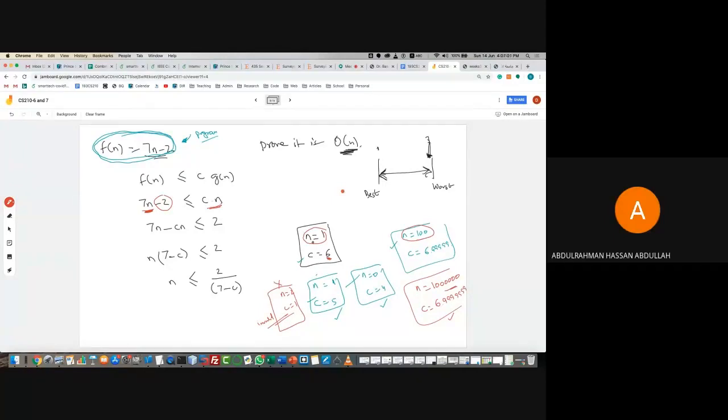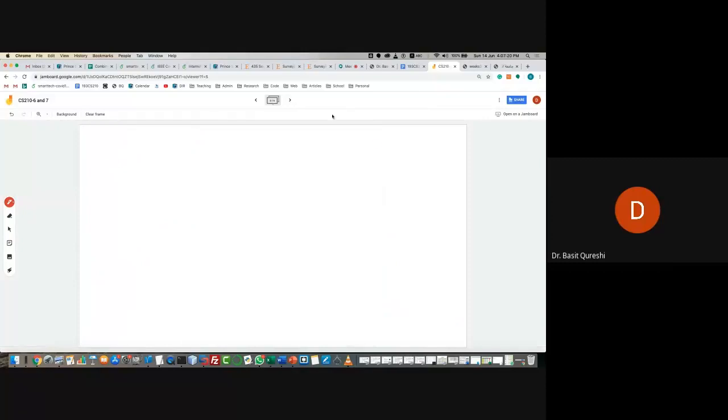Doctor, in the reading posted on the website, there is a comparison between big O of n and O with a line in the middle of n. Is this the same? I think you're referring to this. There's big O of n, there's big omega of n, and there's theta of n. Yes. Okay. This is my last slide for today.